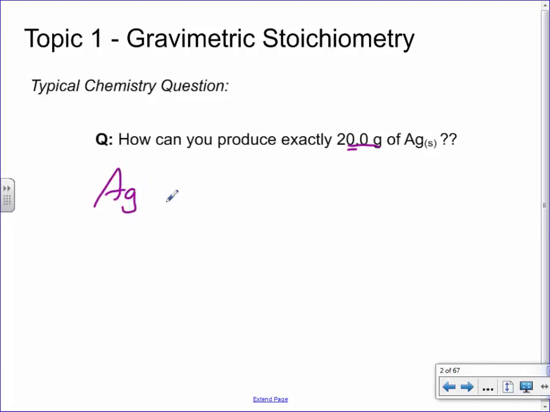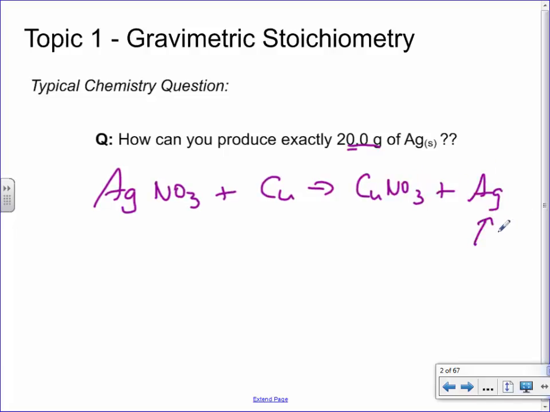But a great way of starting would be to say take silver nitrate and add it to, say, copper. And the reason why I would choose to do that is because it's going to give me copper nitrate and silver. Look, now I finally found a way to get silver by itself.